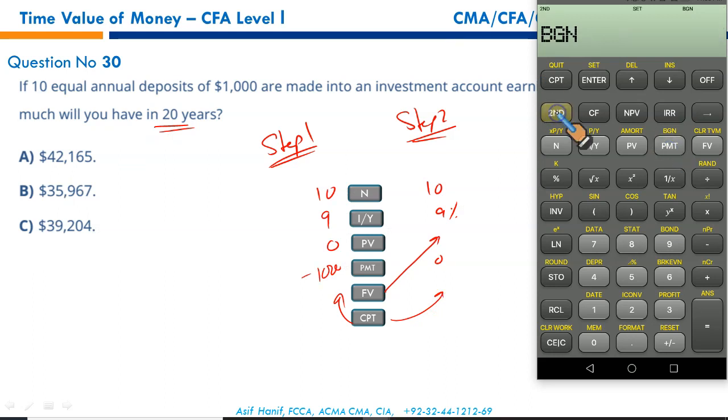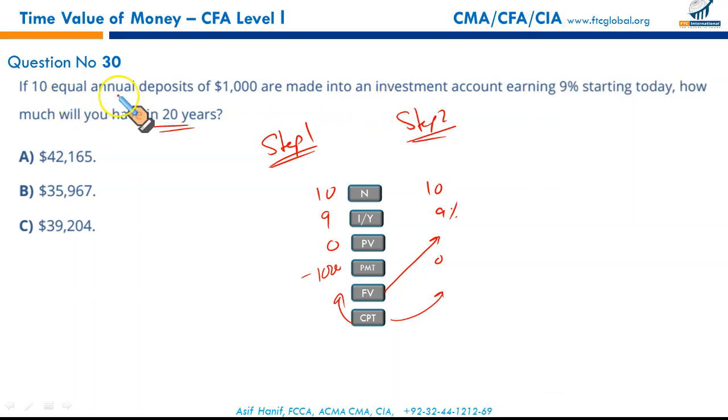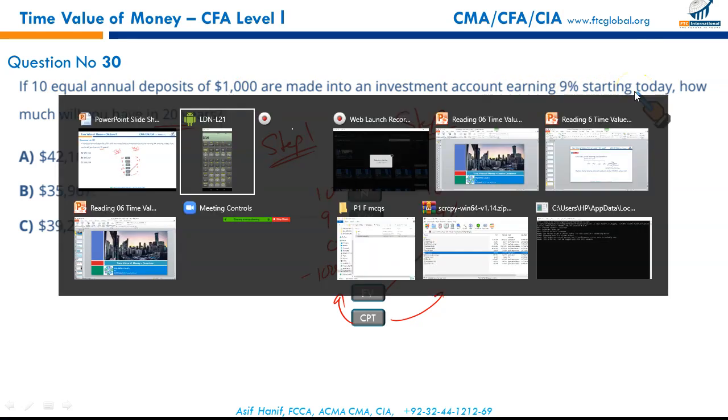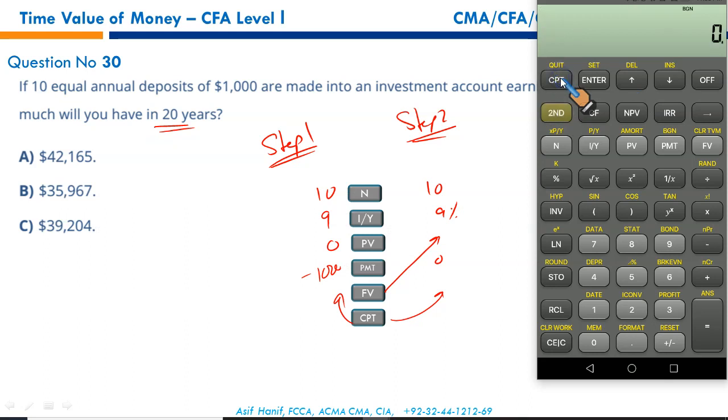Second payment, second set, first in the end mode. Or are we making the first payment right now? Second set, second enter. The beginning one, its first payment is being made right now. It's an annuity due. Let us make sure: if 10 equal annual deposits are made into an investment account earning 9% starting today, definitely it's an annuity due, and we have rightly said it so. 10 is N. Nine is interest. 0 present value. 1,000 negative is the payment. We need to calculate the future value, second future value.